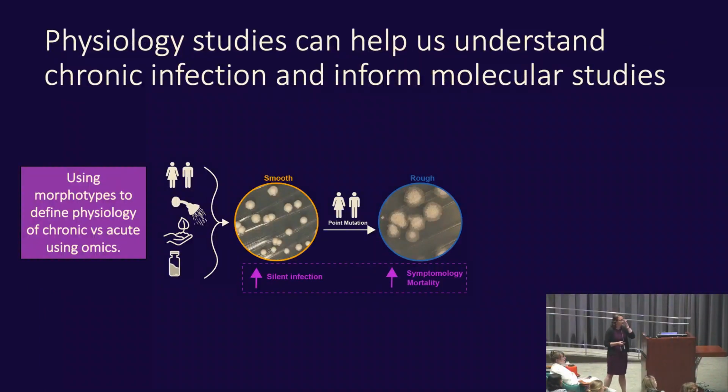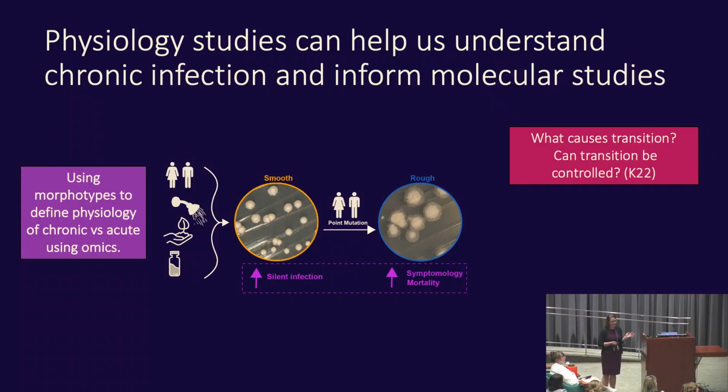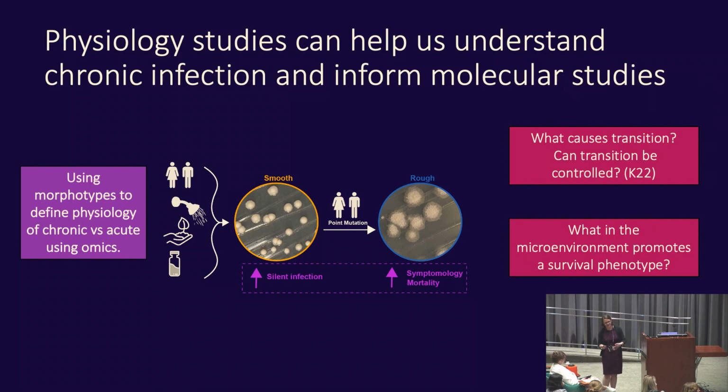For my postdoc, I've been doing these broad omics studies to look at the physiology of bacteria during chronic infection, utilizing these chronic and acute morphotypes as my system. But there are a lot of unanswered questions. I have a lot of pathways that I'm going to follow up on, but there's also the question, what causes the transition? We have no idea. They don't actually monitor transition in the clinic, so it's really hard to ascertain what is happening to the patient that causes the transition.